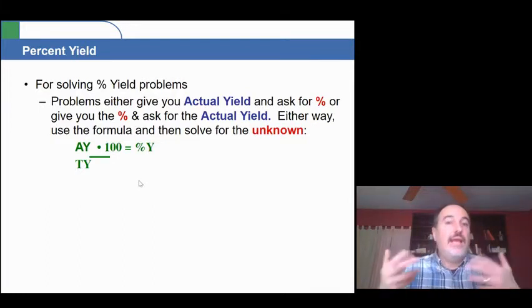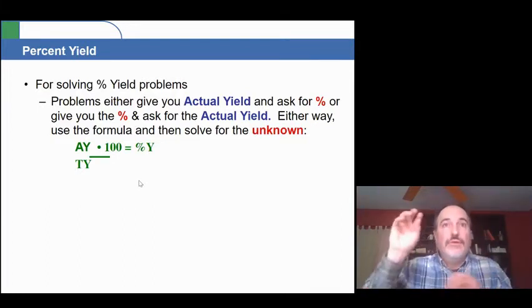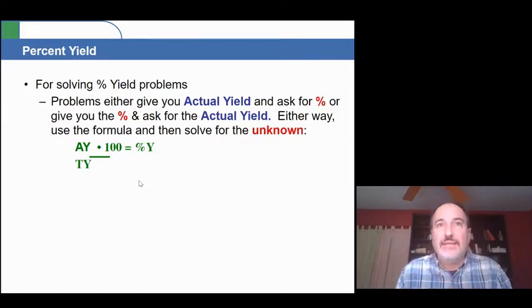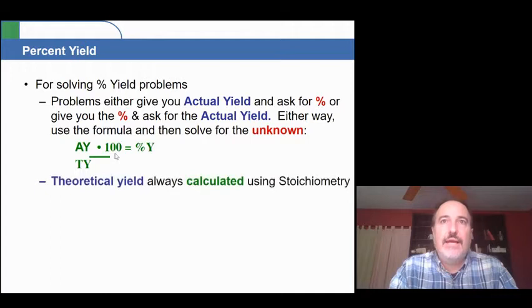Now, this is an algebraic formula, and you can rearrange it as needed. So, for example, if they are giving you the actual yield and you calculate the theoretical yield, you simply divide, multiply by 100, and that gives you the percent yield. If, however, you have a problem where they give you the percent and are asking for the actual yield, then you would take the percent yield, multiply by the theoretical yield, divide by 100, and that'll give you what you will actually get.